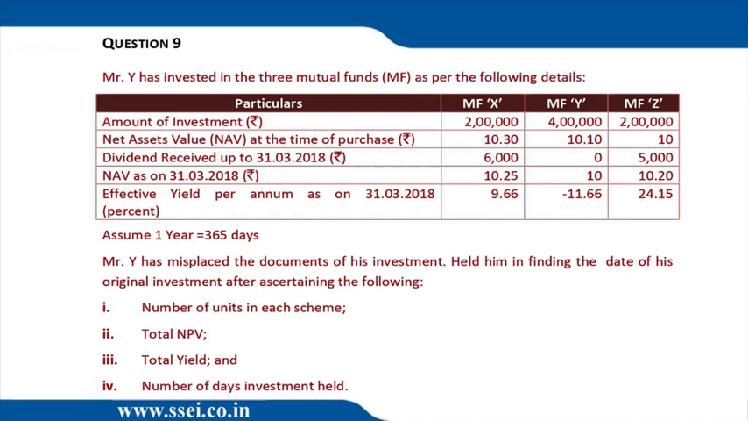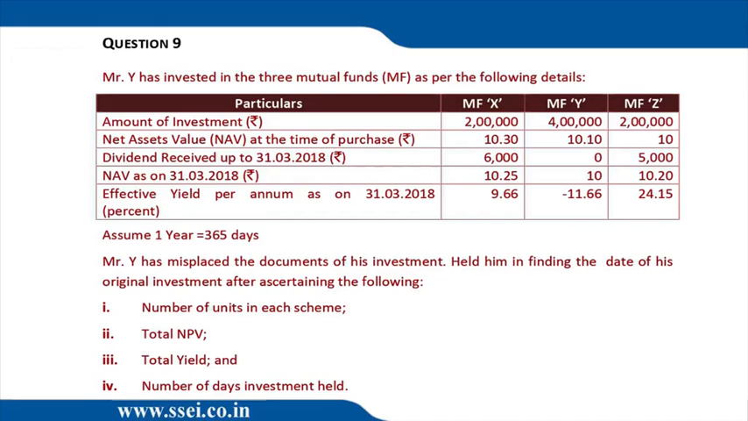Can you see the last thing in the table? Effective yield per annum is given. And the main thing is that they want us to calculate the date of investment. On which date did we invest? Okay, so understand the logic.